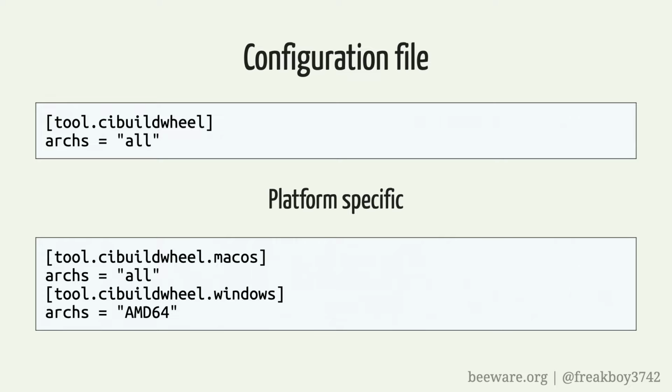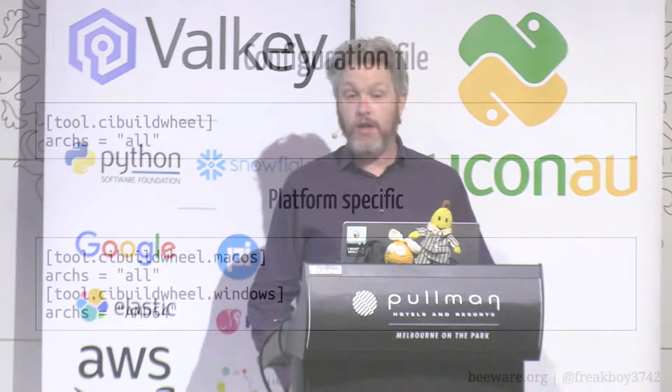You can also specify options in your pyproject.toml file. If you add a tool.cibuildwheel section, you can specify the architectures that you want to build by default. So, for example, here, you're building all available architectures on every platform. Those configurations can also be platform-specific by adding subtables for each platform. So in the second configuration, we're saying we want to build all architectures on macOS, but only the AMD64 architectures on Windows. Alternatively, you can configure cibuildwheel with environment variables.